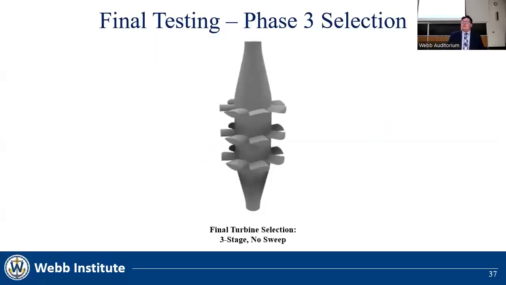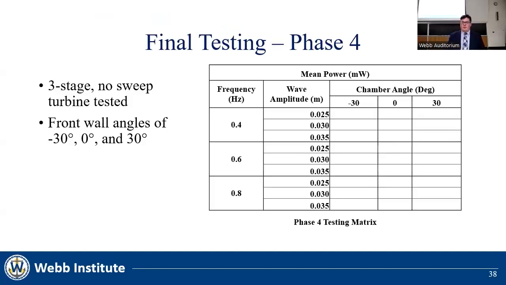From phase 3 testing, it was clear that the additional stage in the Wells turbine was beneficial to system performance. Additionally, sweep proved to be effective at increasing the performance envelope, but with a major reduction in peak performance. We decided that the increase in performance envelope was not worth this reduction, and so we selected the three-stage no-sweep turbine to move on to phase 4 of testing.